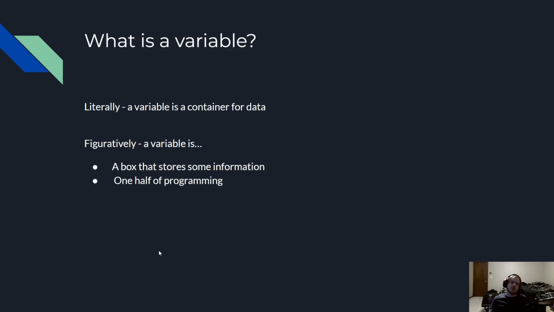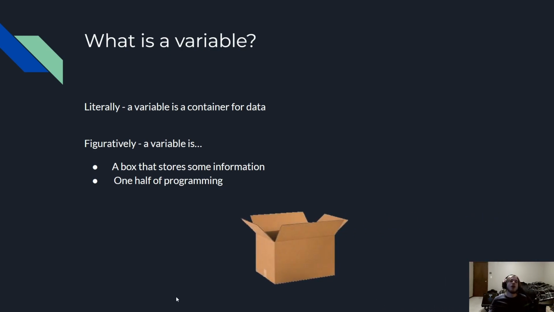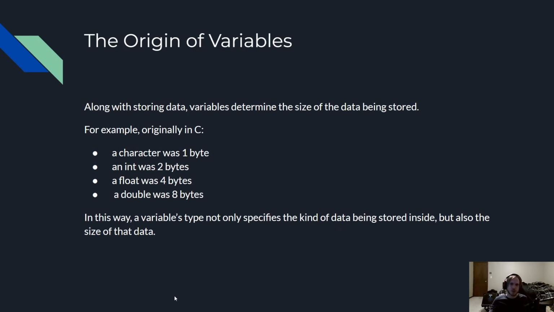So, what is a variable? Literally, a variable is a container for data that we use as programmers. But figuratively, how we can think of a variable is a box. A box that stores information, and one half of programming if you think of functions as the other half of programming.